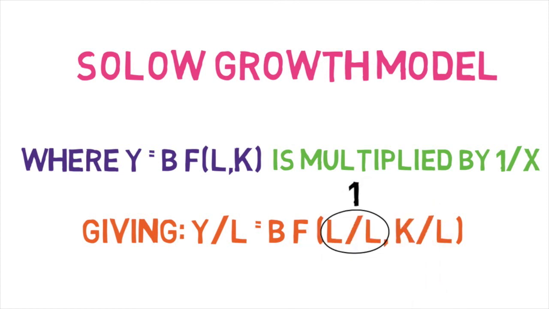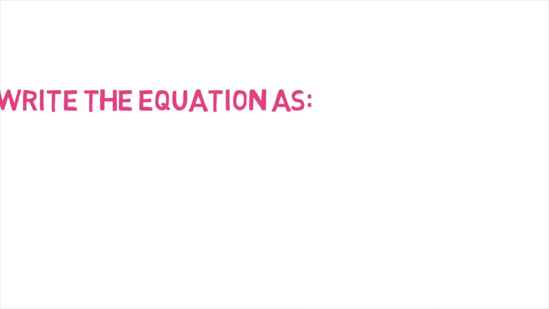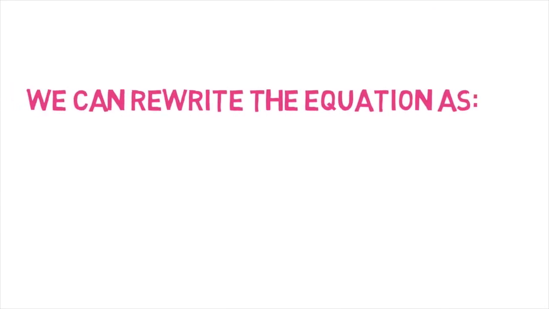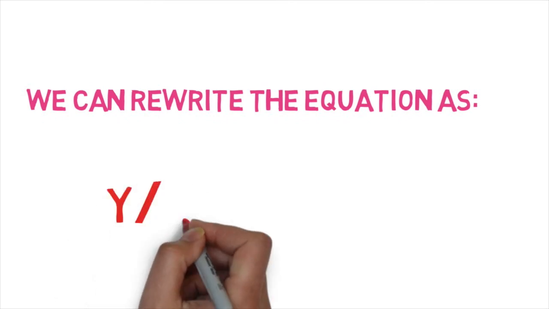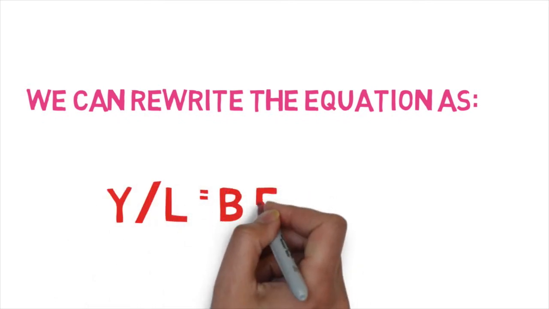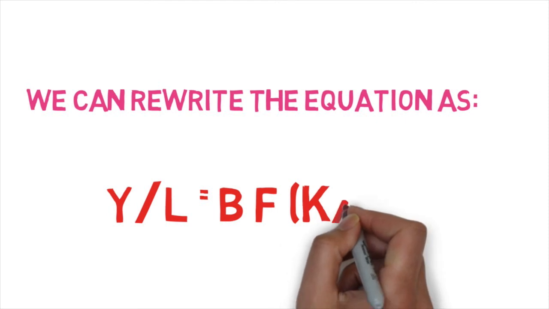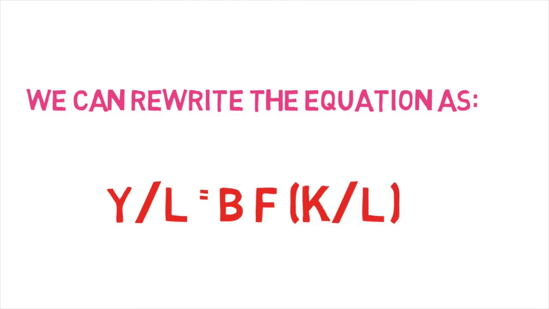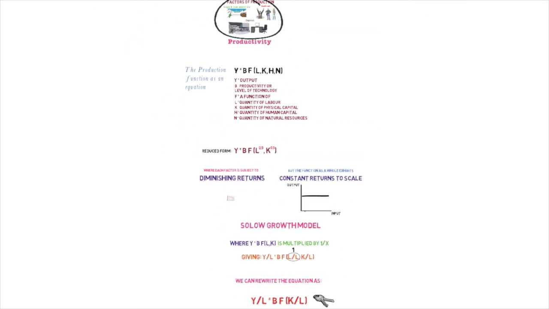and this is a function of labour divided by labour, which reduces to 1, and capital over labour, which is the capital per worker. So in this case, we have a rewritten equation where output per worker is equal to productivity times a function of capital over labour. And this is the key aspect of the Solow growth model.